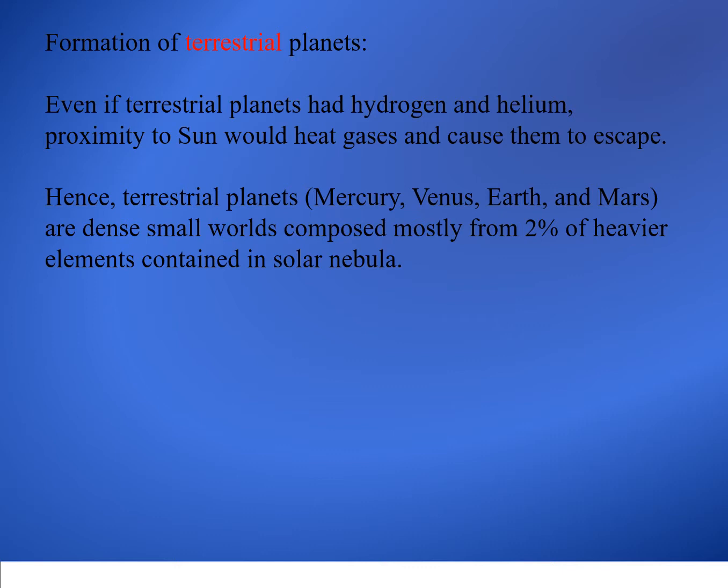Even if terrestrial planets had hydrogen and helium, the proximity to the sun would heat those gases and cause them to escape. Hence, we have our terrestrial planets, Mercury, Venus, Earth, and Mars, and they're very dense, small worlds composed mostly of heavy elements, which were contained in the solar nebula.